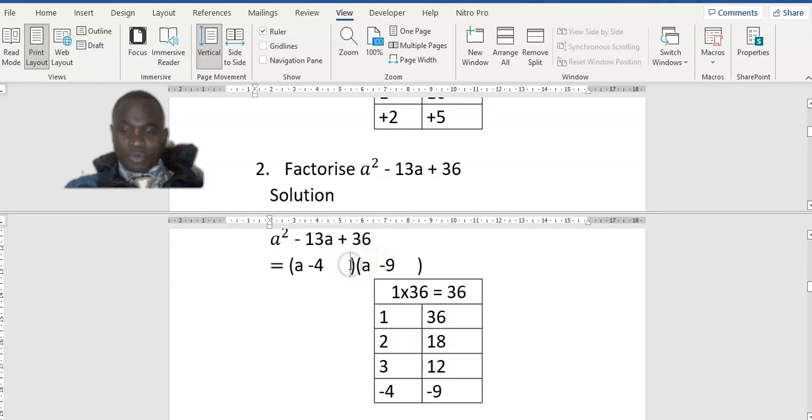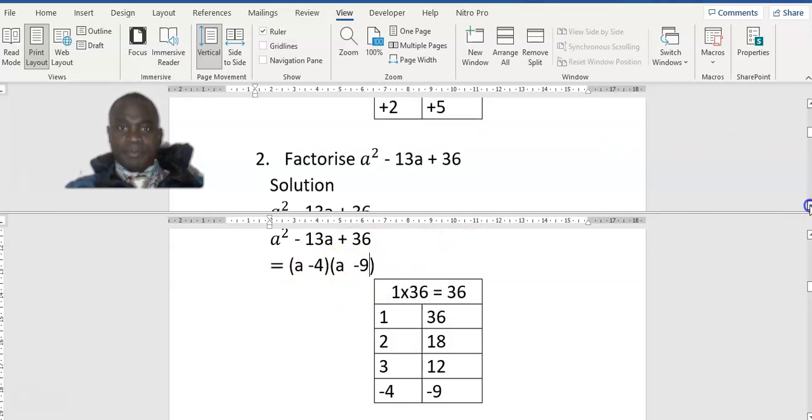So here, change your situation. What am I going to have? We have this one as our factors. Good, we have factorized this one. Okay, let's move on to the next question.